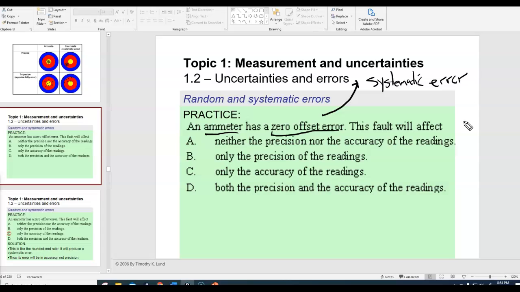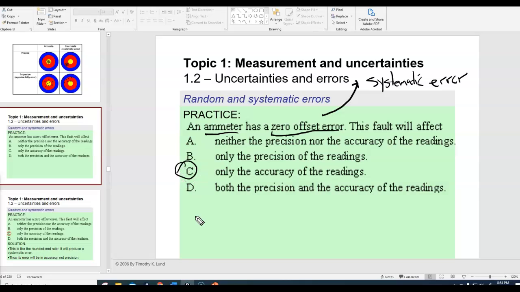This fault will affect what? So there's two parts to this question, and again, this is from a past IB exam, so this is the level of question you might be expected to see. Number one, you have to know what a 0 offset error is, and that it's a type of systematic error. And number two, you need to know that systematic errors tend to affect not the precision necessarily, but the accuracy. So the answer here should be C.